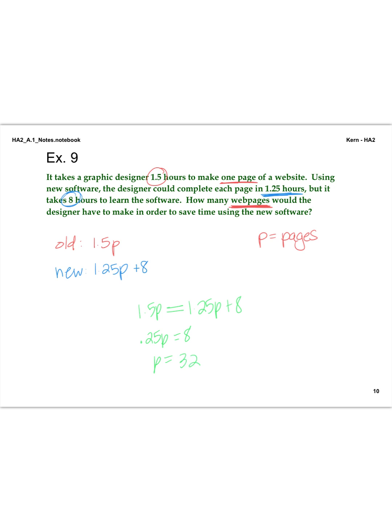But here's the tricky thing. Is 32 the answer to the question? No. 32 pages is when it doesn't matter if you use the old or the new. It would take the same amount of time. So we need to make 33 pages in order for the new software to make sense. So 33 and above will start saving us time. So questions like this, you really have to think about the answer.